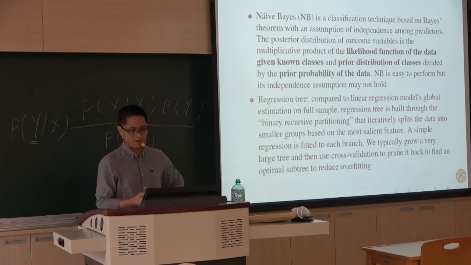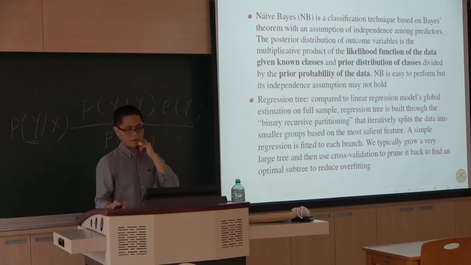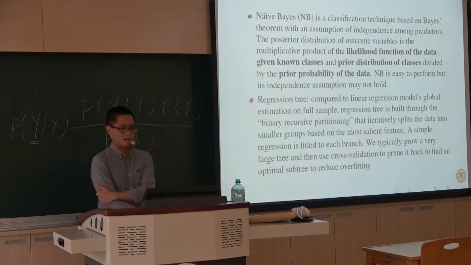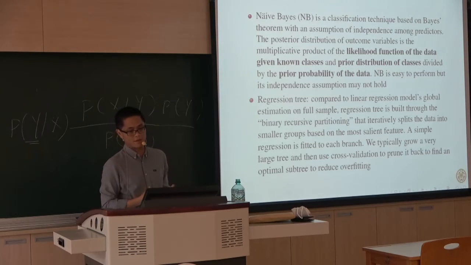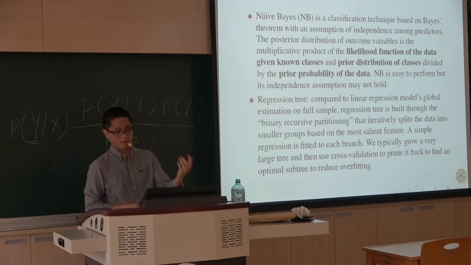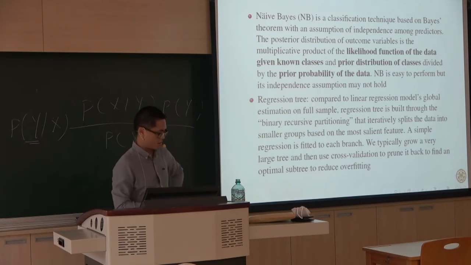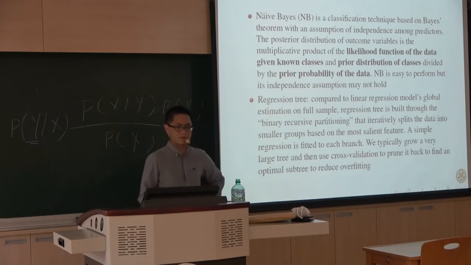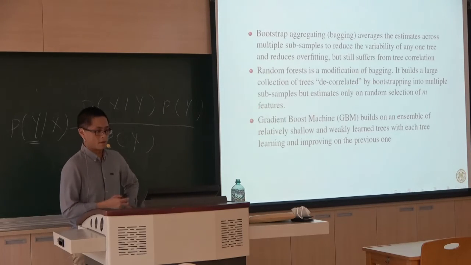Now regression tree-based models. Compared to a linear regression model, which is just globally estimated on the full data, regression trees are built through a process called binary recursive partitioning. It iteratively splits the data into smaller groups based on the most salient feature, and a simple regression model is fit to each branch of the tree. Generally, we grow a very large tree and then use cross-validation to prune back and find the optimal number of subtrees in order to reduce overfitting.